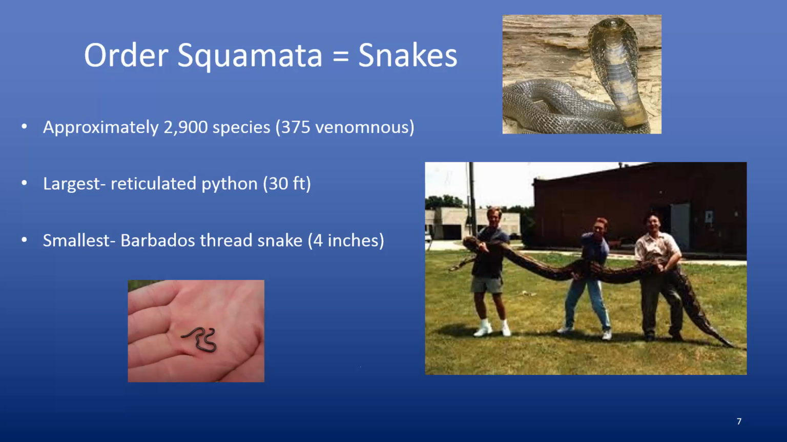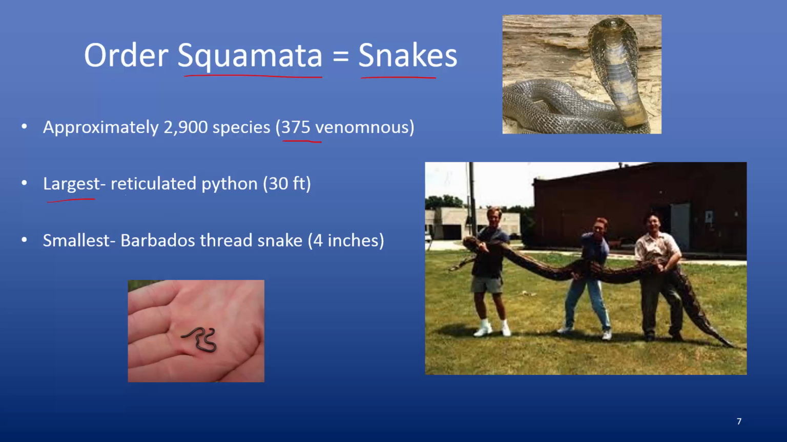Now we're going to get into specifically the order Squamata, and Squamata has our snakes and lizards. Okay, so Squamata is snakes and lizards. Here's a cobra. There are approximately 2,900 species. 375 of them are venomous.